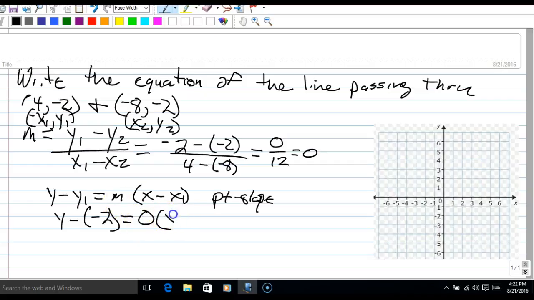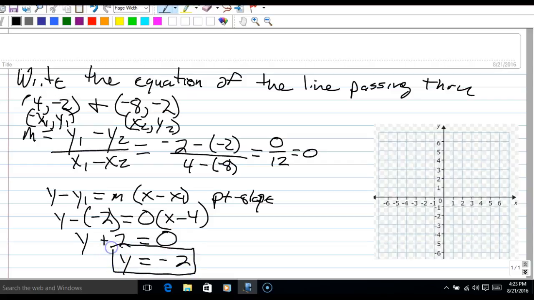0 times the quantity x minus x sub 1, and x sub 1 is 4. So it gives me y plus 2 is equal to 0 times anything is 0. So that's simply y plus 2 is equal to 0, or if you like, y is equal to negative 2 if we subtract 2 from both sides of the equation. And if we were to look at the graph here, we would see that this is actually a horizontal line.